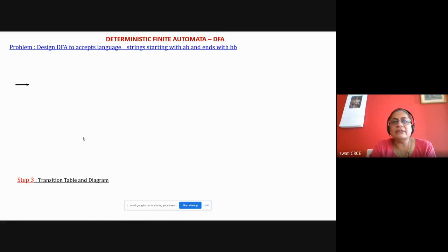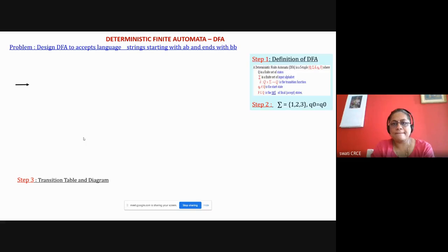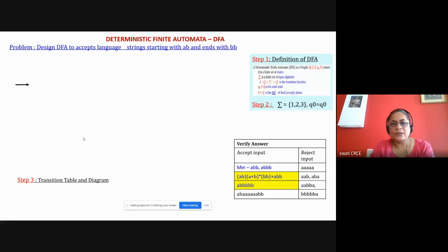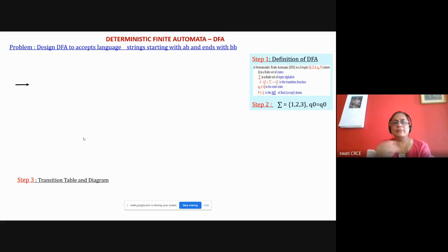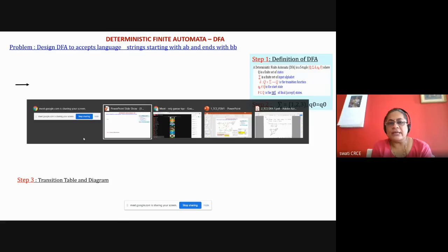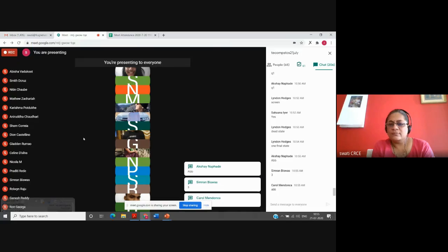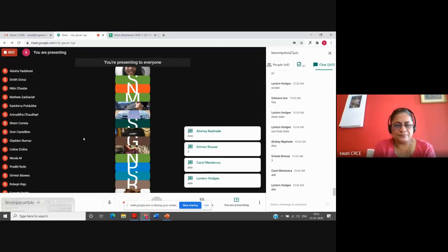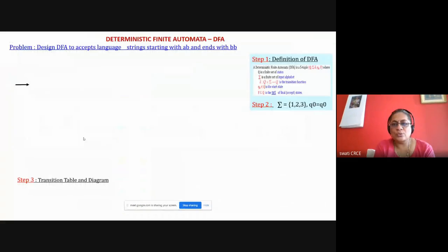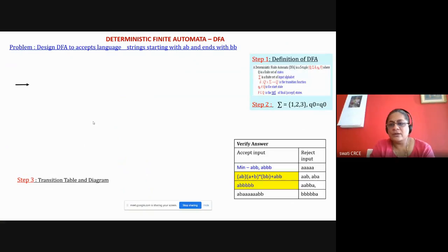Now the string is starting with AB and ending with double B. What is the minimum length string? String starting with AB, ending with double B. What is the minimum length string? Correct. A double B. So draw the diagram for A double B.